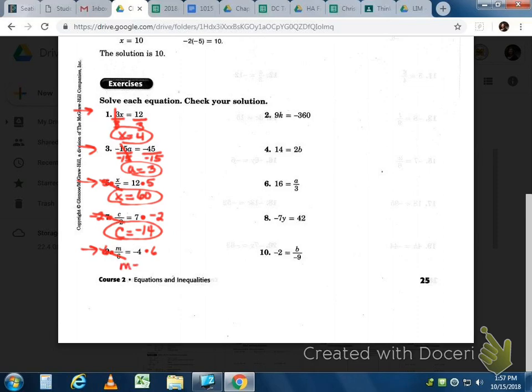And what would m equal then, Alexa? Only it's negative times a positive, so negative 24. Good. Questions?